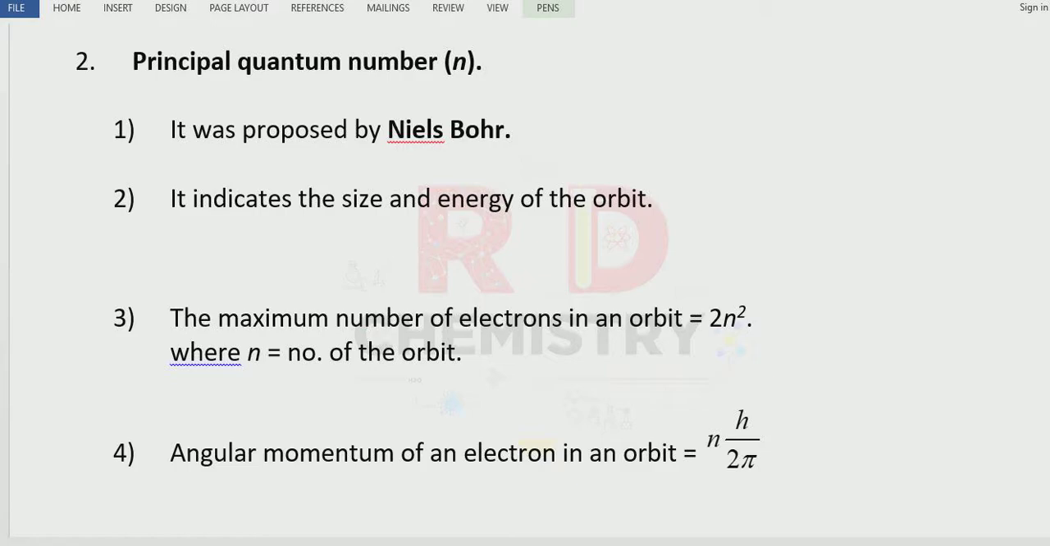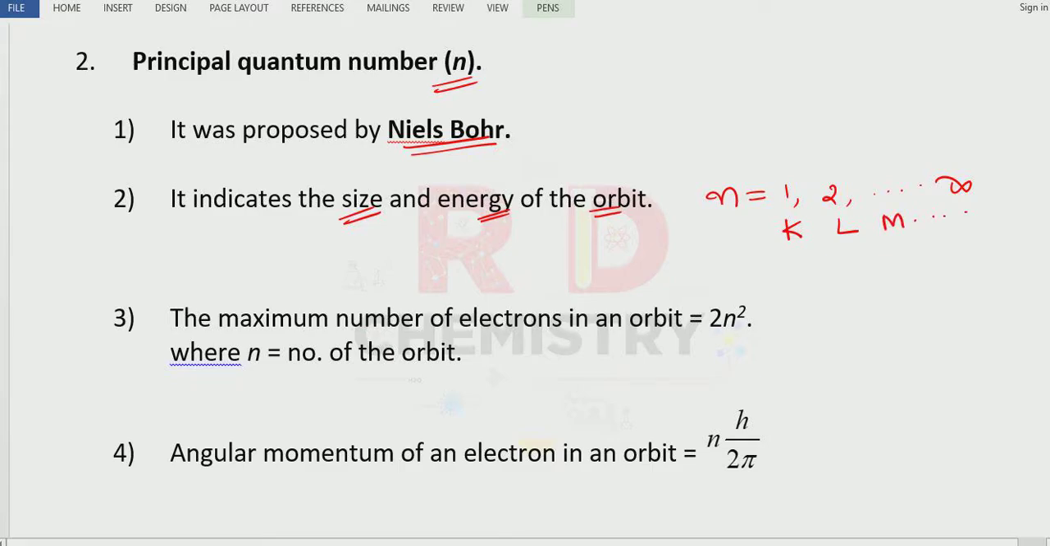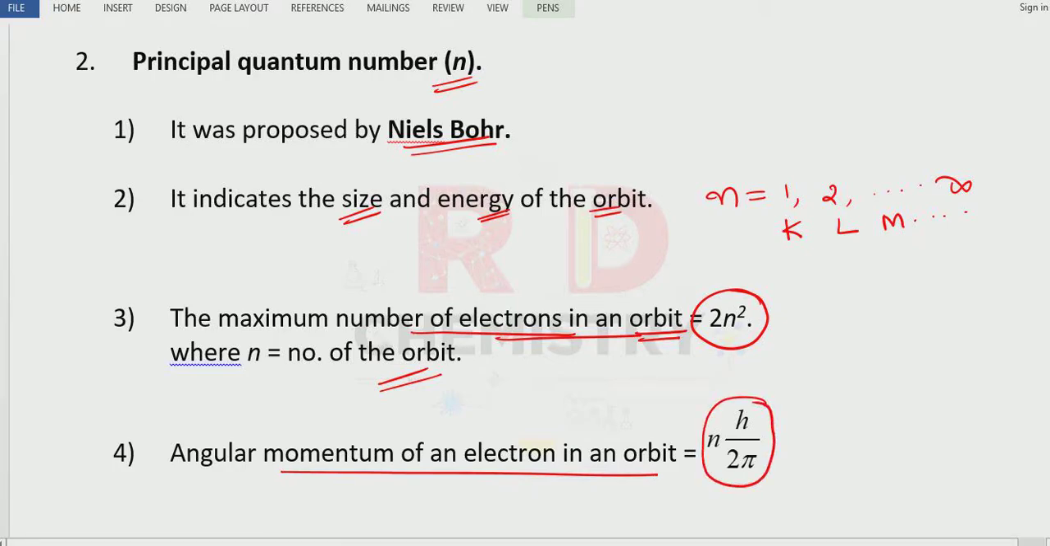Principal quantum number is n. It is proposed by Niels Bohr. It indicates size and energy of the orbit. The n value can start with 1, 2, 3, and goes on up to infinity number of shells, or in terms of K, L, M, and so on. The maximum number of electrons in any shell or orbit is equal to n square, where n is the number of the orbit. We also have the angular momentum of the orbit, given by the formula nh by 2 pi, correct?